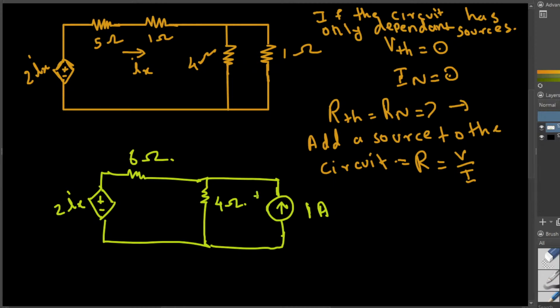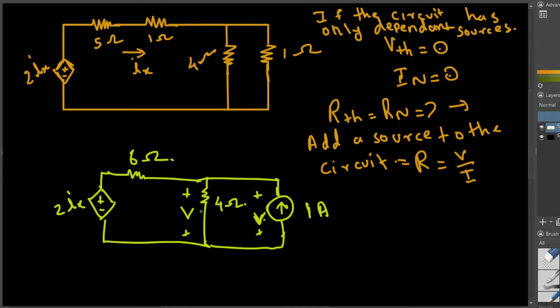Here the voltage across this current source is going to be the exact same voltage that we are going to have across this resistor. If you are taking the current source, you have to find out the voltage. If you are taking the voltage source, you have to find out the current. The voltage across this is going to be the exact voltage across this resistor as well, because these two are in parallel, so the voltage is going to be the same.